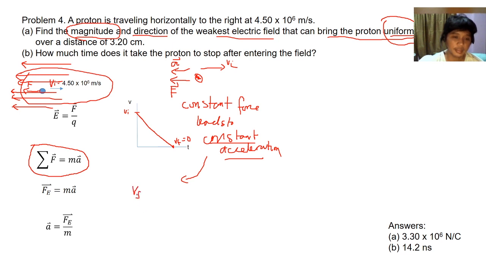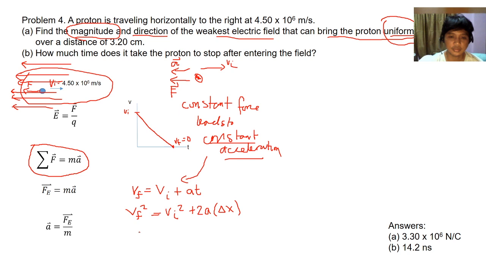V final equals V initial plus that constant acceleration times time. And there's another formula. These are called kinematic equations. V final squared is equal to V initial squared plus 2 times acceleration times, let's call this delta x, or the displacement of the object.